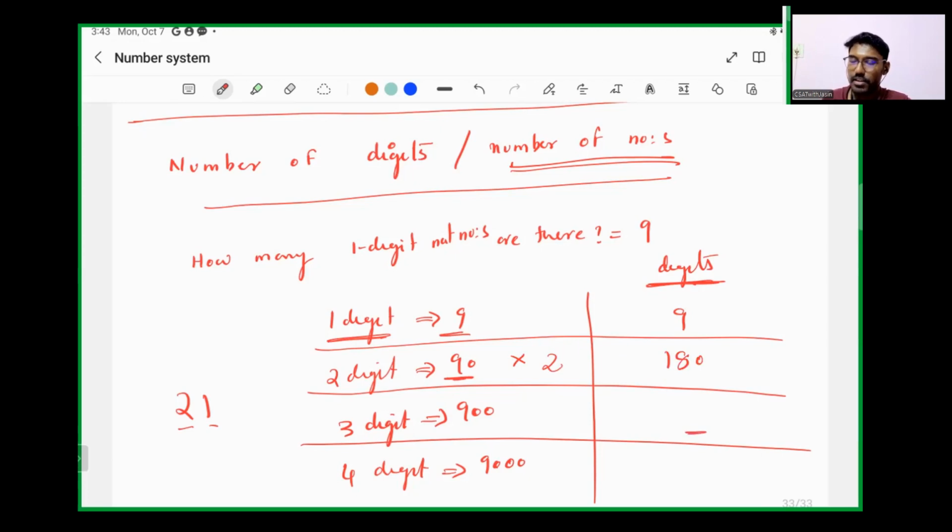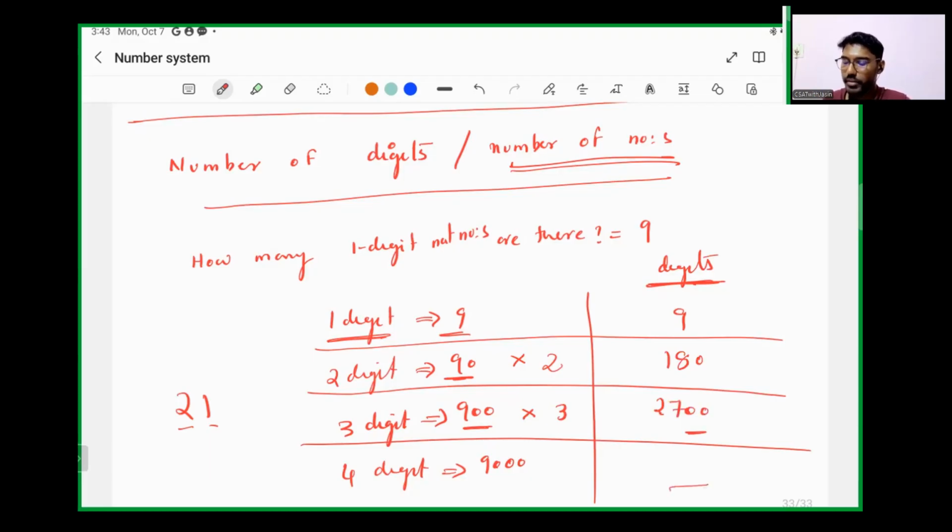Now what will come here? How many digits are there in all the 3-digit numbers? Yes. You have got 900 3-digit numbers, and in each of those numbers you have got 3 digits. So it will be 900 into 3. You will be having 2700 digits total in all the 3-digit numbers.